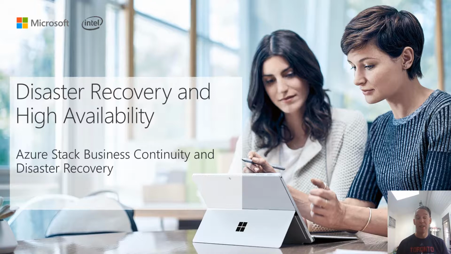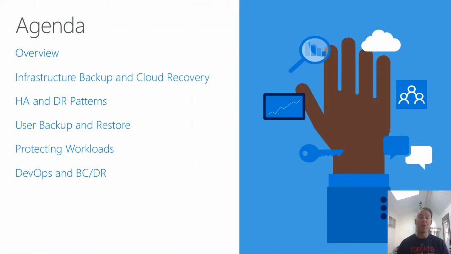So in this session, we're going to talk about business continuity and disaster recovery. So how do you protect the Azure Stack itself and workloads running on top of it from something that might go wrong? We're going to talk about the backup and recovery of the infrastructure, the configuration of Azure Stack itself. We're going to talk about some patterns for high availability. We're going to talk about how you might handle the backup and the restore of the running user workloads. And we're going to talk about how to protect platform as a service workloads and how DevOps can help in your journey to recovering from a disaster.